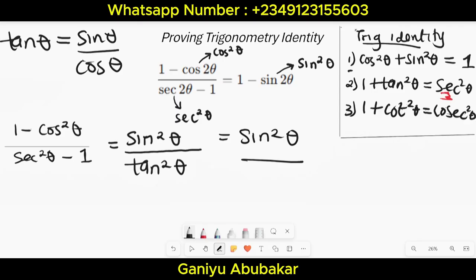So it means that if I have tan squared theta, just attach the square to everything. That's it. So this tan squared theta can be expressed as sine squared theta over cos squared theta. So I'm having this.